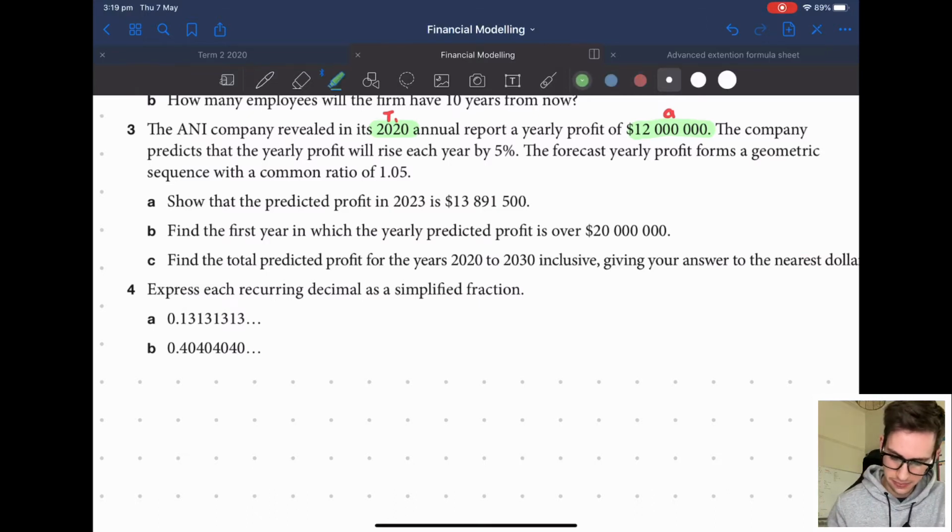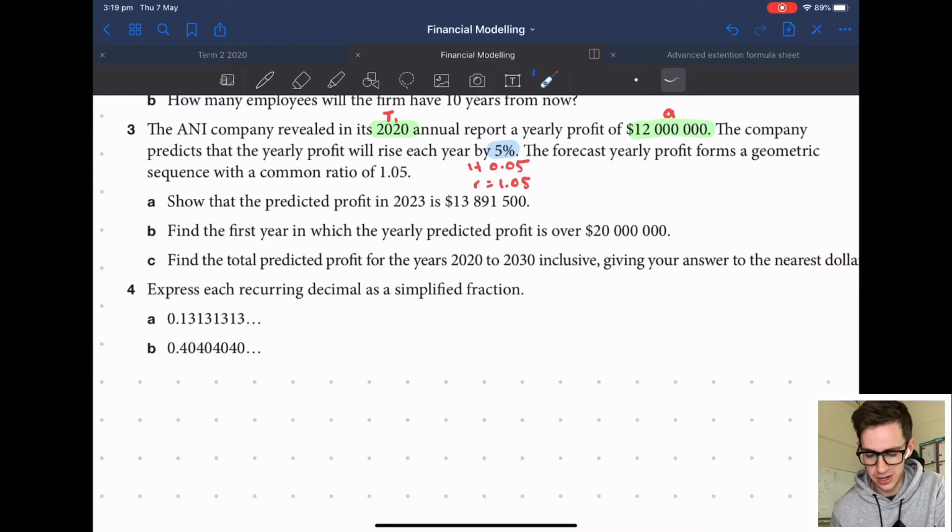Okay, let's keep reading. The company predicts that the yearly profit will rise each year by 5%. Now what we've been talking about so far is writing this as 0.05, and because it's growing, we're going to be adding that to 1 to get our interest rate of 1.05. Now you might notice just here, they actually give us that this time, which is really weird. They don't normally do that, but it's still a good habit to do it ourselves. So the forecast yearly profit forms a geometric sequence with a common ratio of 1.05. Cool, that's what we just found, we're just doubling up there.